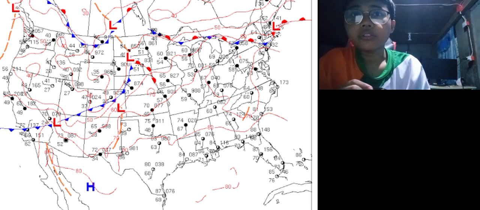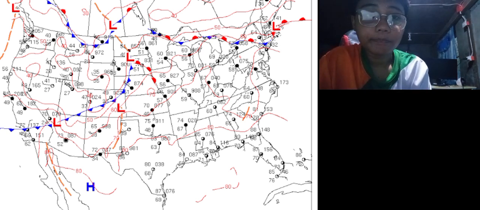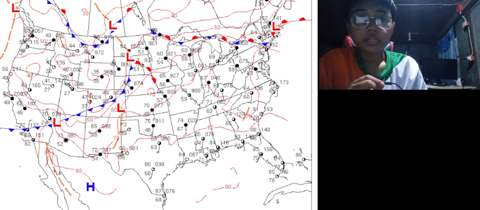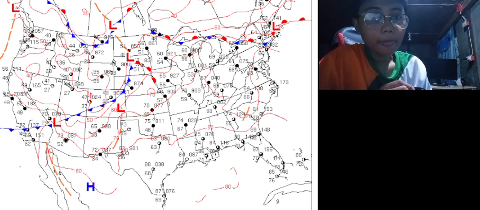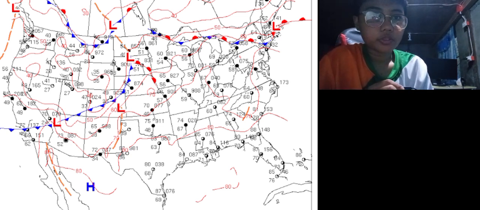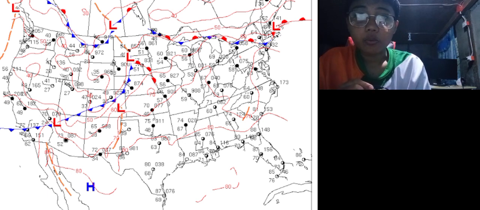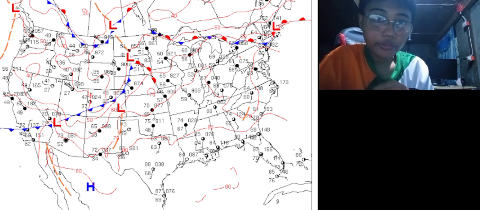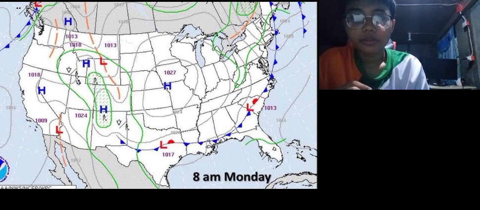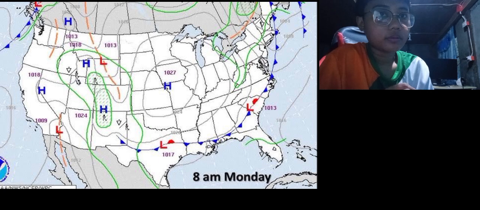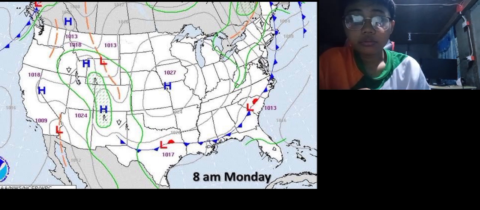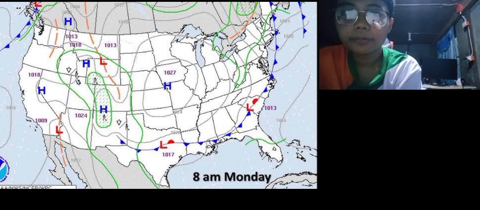Now that we have discussed the key elements of a surface weather map, it is easier for us to predict future weather patterns. So I will give you an activity. I want you to try predicting the weather patterns on this surface weather map. I'm expecting that now you can predict future weather patterns.